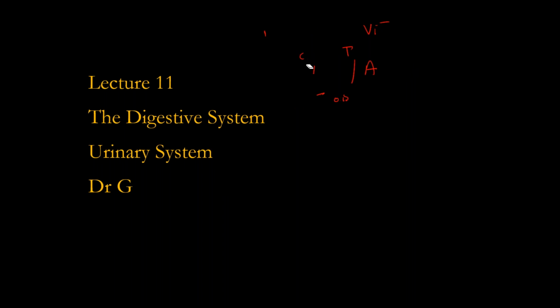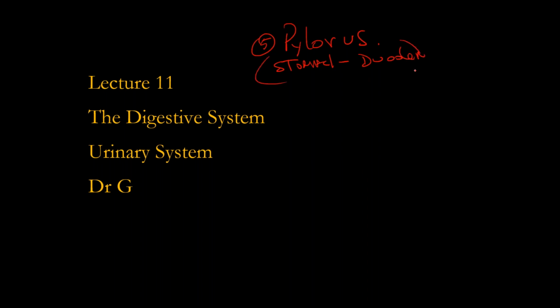Okay, so another one that I want you to remember is what is the pyloric area or the pylorus. The pylorus is between the stomach and the duodenum. All right, so that is going to be a sphincter. Don't get confused. The stomach has the pyloric area here. This is the pyloric area. But here we have a sphincter that is called the pylorus.